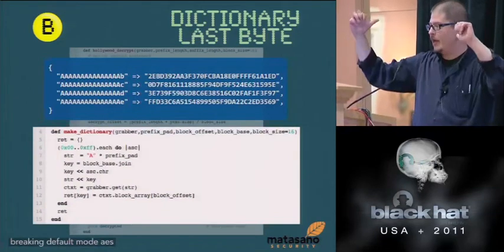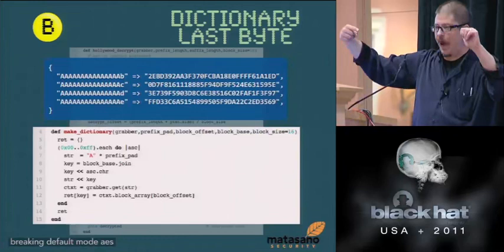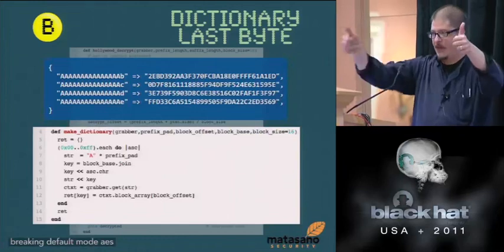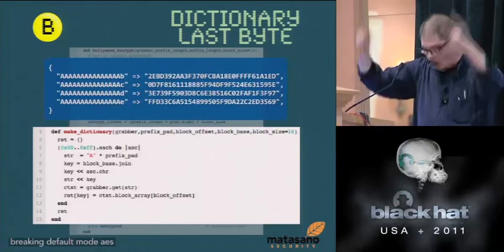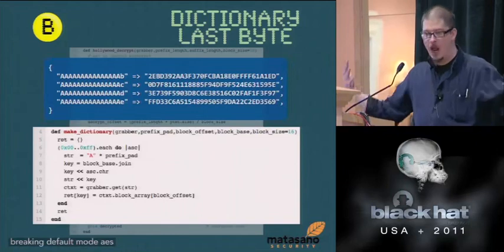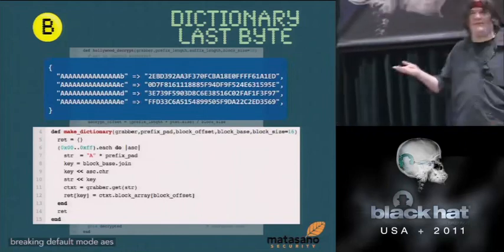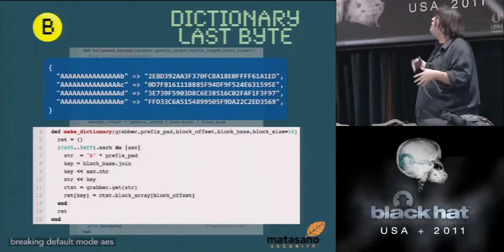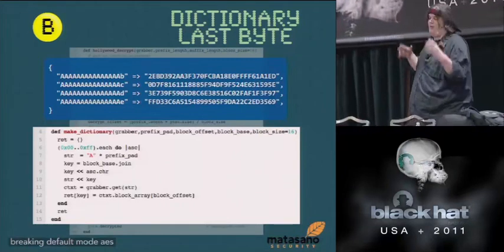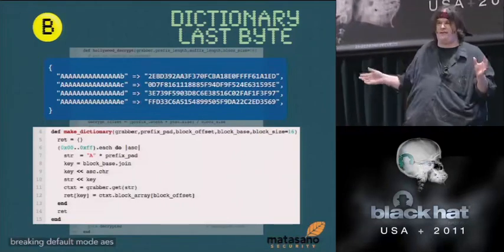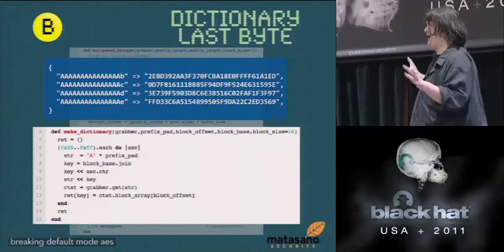So now if we make a dictionary of blocks that are 15 A's and a B, 15 A's and a C, 15 A's and a D, all the way through all 255 ASCII codes. We know what 16 A's look like because it repeats. When we see that repeat, we know 16 A's looks like this. What we want to know is, but we don't know what 15 A's and any other byte looks like. That's a fundamental property of AES. That's why AES is unbroken.